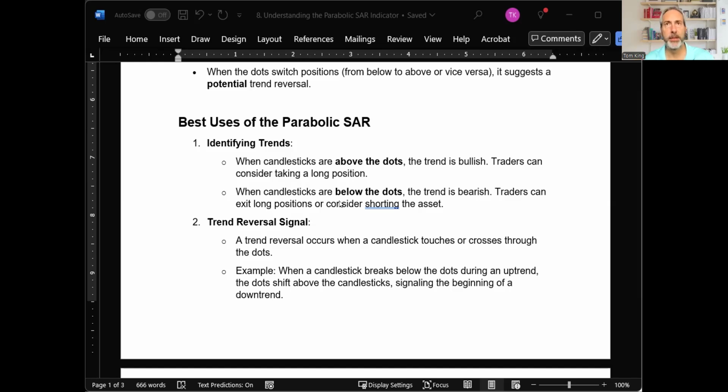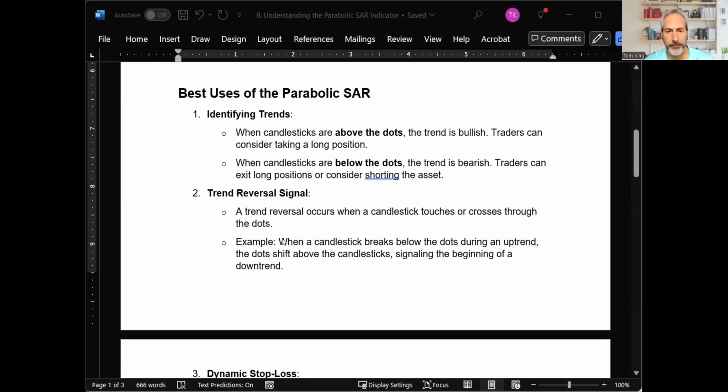And the SAR is built on a couple of things, but one of the things it's looking at, number one, is the momentum of the move, as well as a few other things taken into context, without getting into how it's calculated. So you can see when the momentum of the move may start to be running out, which we can see in other ways with RSI, MACD, stochastic momentum indicator. So the trend reversal signal here again is when it touches or crosses through the dots.